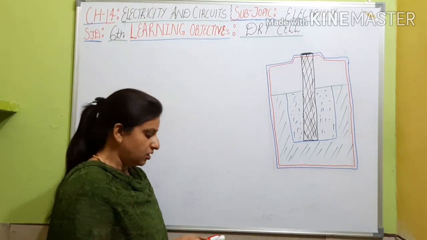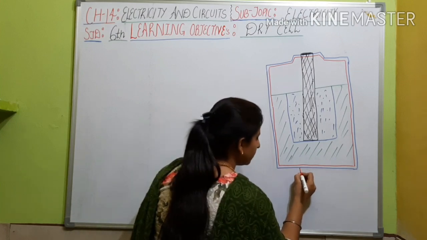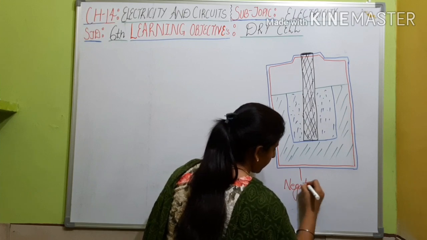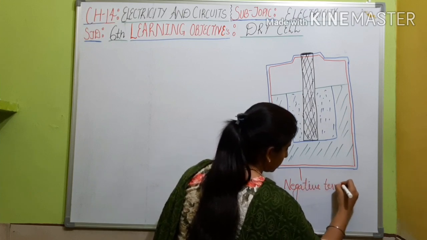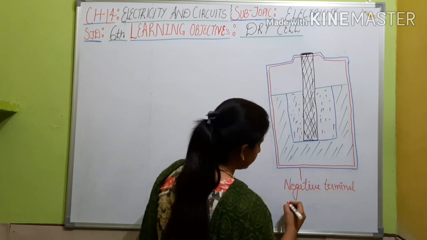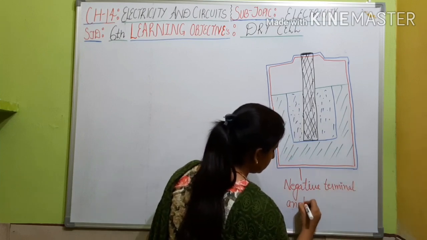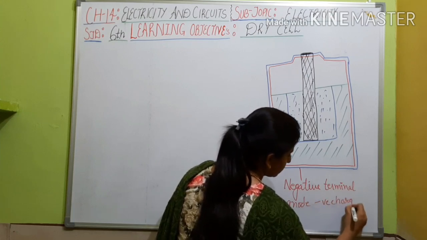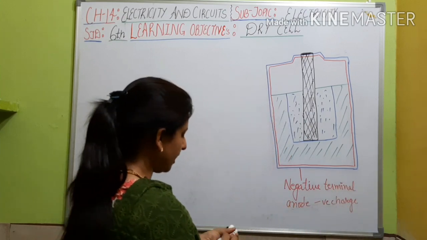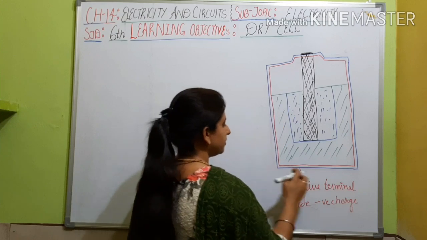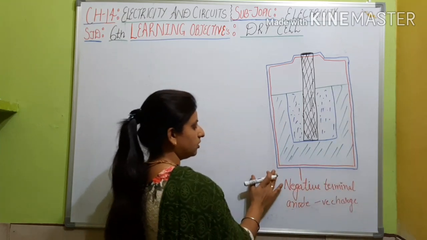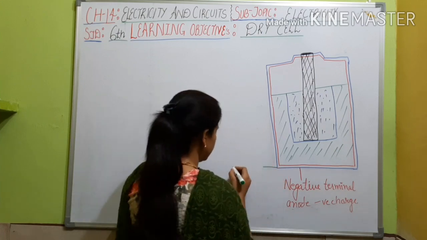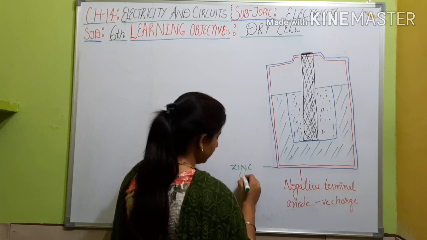Now we will label it. So this is the negative terminal, also called the anode, having negative charge. On the other side, this outside container is all negative because it is a zinc case, so it is behaving like a negative terminal, the zinc case.